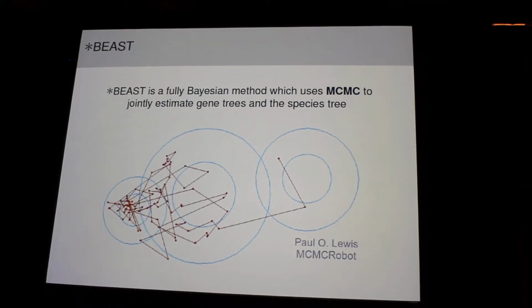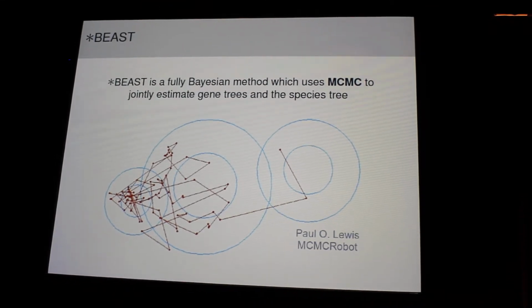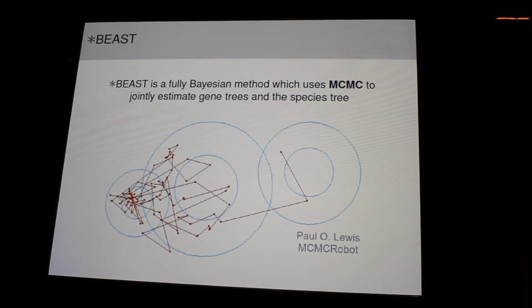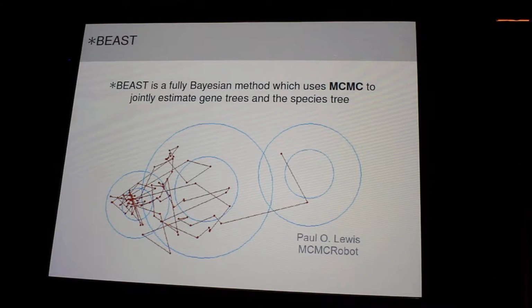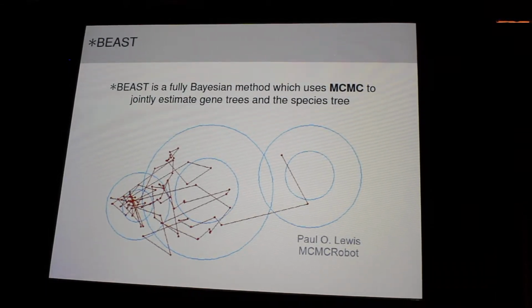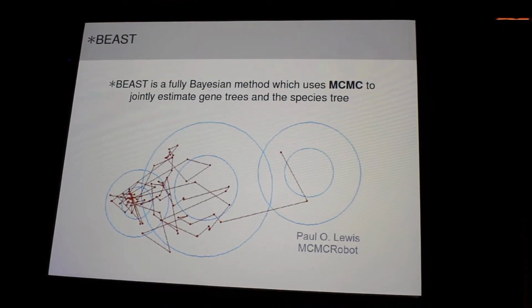So StarBEAST is a fully Bayesian method. So it uses MCMC, Markov chain Monte Carlo, to jointly estimate the gene trees and the species tree. Now, the Markov chain Monte Carlo needs to explore your probability space, and it does this using proposals.